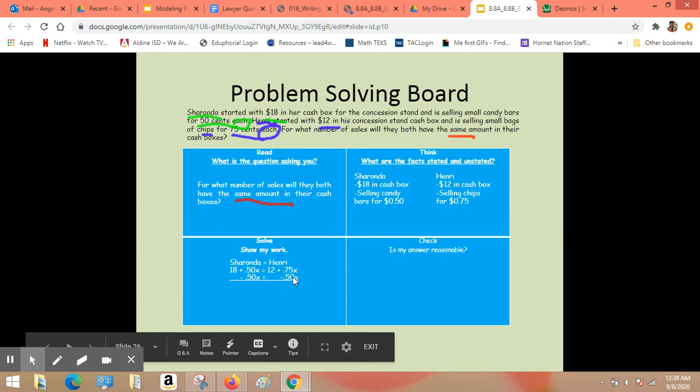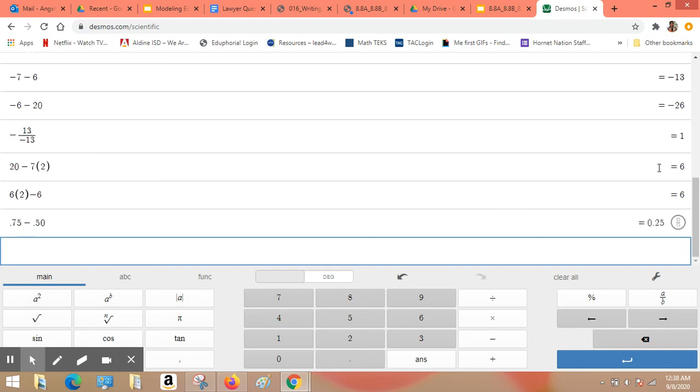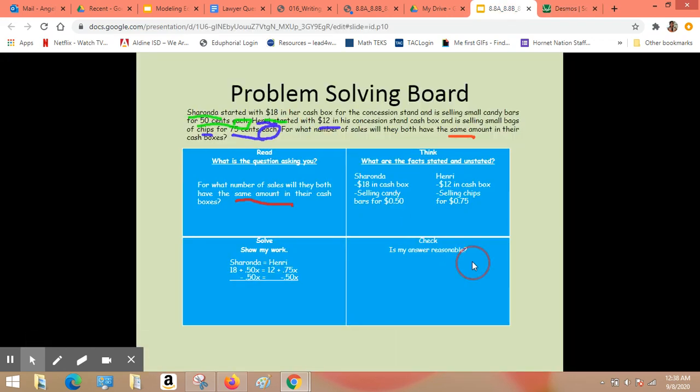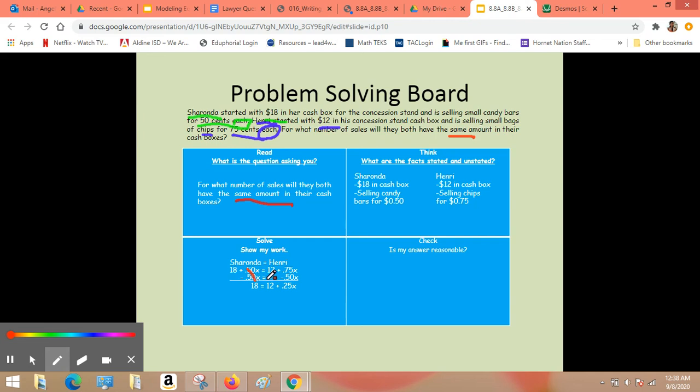So 75 cents minus 50 cents gives me what? So 75 cents minus 50 cents gives you 25 cents. So we're just going to bring down my 18. Remember, I got rid of these. Bring down my 12 and I subtracted them, so 25 cents x.